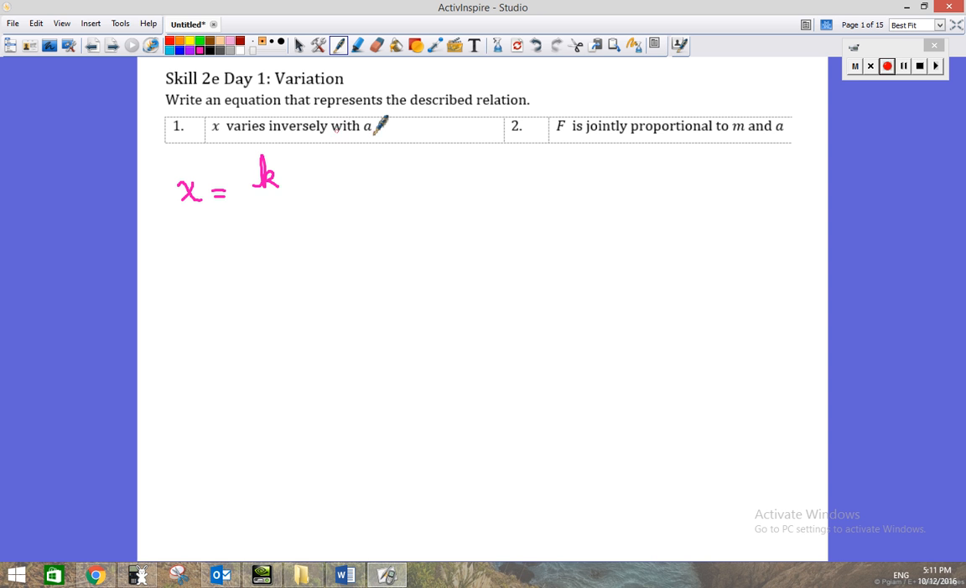Inversely, it's division. So this is telling me to divide by a, and that's the equation that they want. Over here, f varies jointly. When I see jointly, I know that I'm going to have more than one variable that follows, and here I have m and a. And when I see jointly, I'm thinking multiplication, not division, so it's k times m times a. So those are my answers for my first two problems.